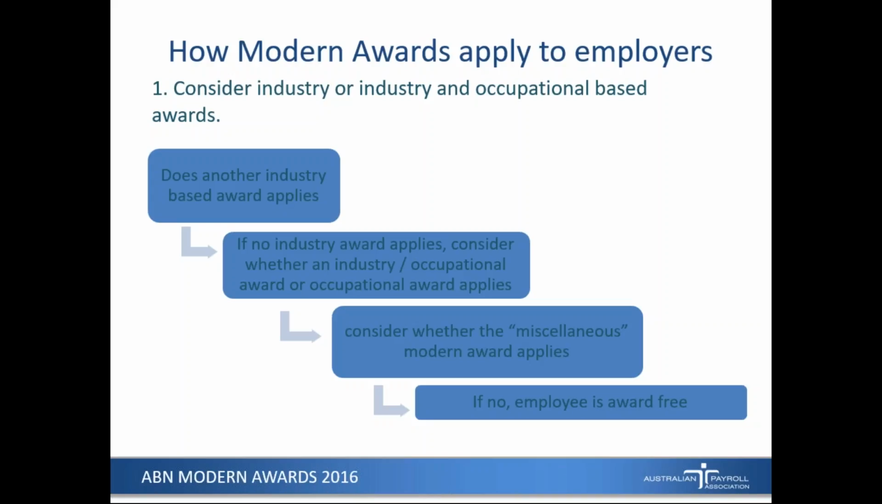Basically, if the role wasn't covered in a pre-modern award or a state award or anything like that, and it's not covered in the modern award, that person would be what we call next step down, award-free. There was nothing ever covering them, a modern award or a pre-modern award. So you can't just be putting them now into the miscellaneous award, which some employers tend to do.